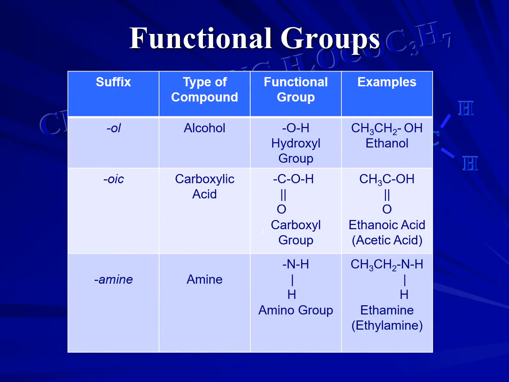This chart shows a summary of the 3 main functional groups along with examples. The hydroxyl group is present in alcohols that have the suffix OL in their names. Carboxylic acids have the suffix OIC in their official chemical names. Ethanoic acid is an example, although it is commonly called acetic acid. The NH2 group is called an amino group and compounds with this group are called amines.